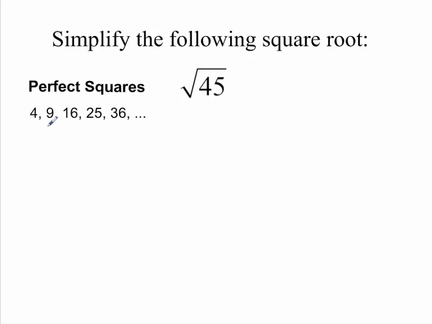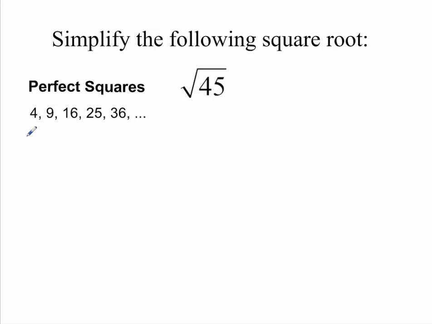So here's a sample list of the perfect squares: 4, 9, 16, 25, 36. And these ellipses, or these three dots, means that that list continues. So there's no end to it. I could keep going higher and higher if I want. I'm not going to do that, but I can show you how to produce this list because that's important. So how did I get 4, 9, 16, 25, 36?